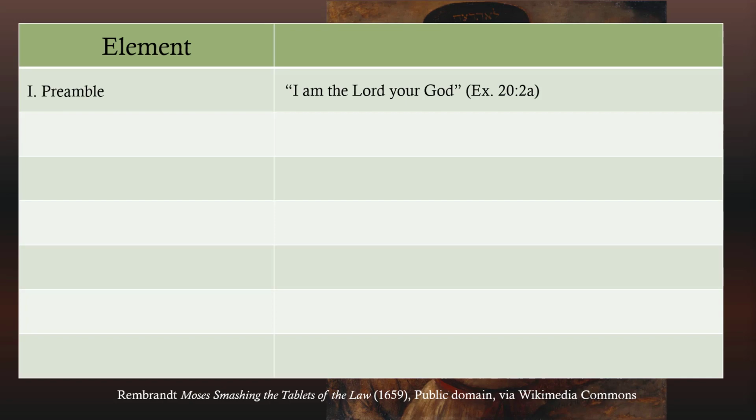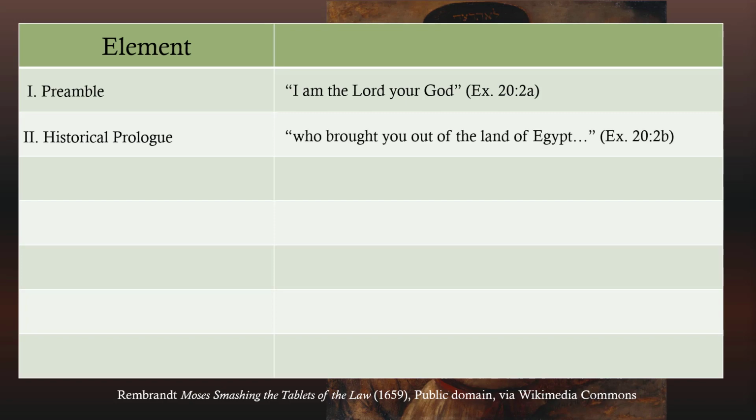Okay, what's the historical prologue, God? What happened? Well, it's in the same verse. I am the Lord your God who brought you out of the land of Egypt. Why should I obey this covenant? Because I delivered you. That's why. Why do we obey Jesus? It's not earning anything anymore, yet we're obedient. We do because we're thankful for having been delivered. We're grateful for the relationship that we're in. So we do it out of thankfulness, and it's the loyalty of a covenant. So, historical prologue. I saved you. I brought you out of the land of Egypt.